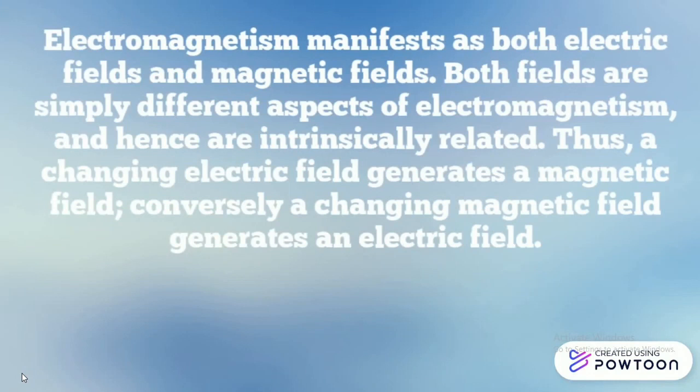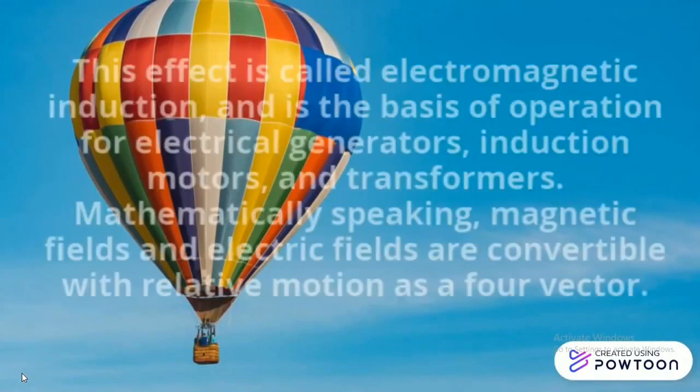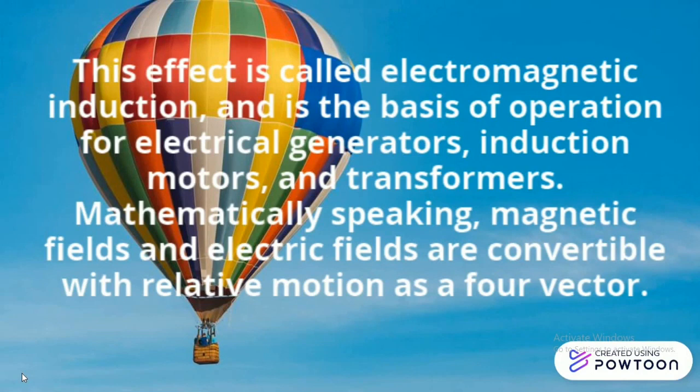Electromagnetism manifests as both electric field and magnetic field. Both fields are simply different aspects of electromagnetism and hence are intrinsically related. A changing electric field generates a magnetic field. Conversely, a changing magnetic field generates an electric field. This effect is called electromagnetic induction and is the basis of operation for induction motors and transformers. Mathematically speaking, magnetic field and electric field are compatible with electric motion as four-vectors.